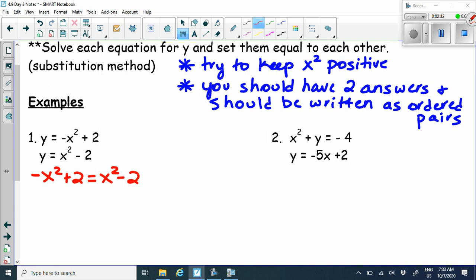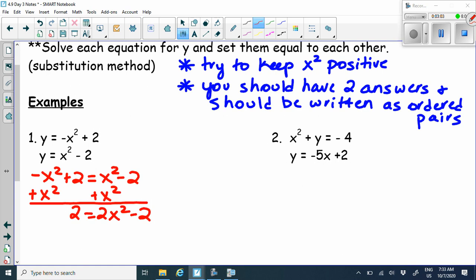Now the next thing is, when we are moving things to one side or the other, we need to keep the x squared positive. Notice I do have a negative x squared. I'm going to move that over to the right-hand side so that I can have a positive x squared and no negatives. So I'm going to add x squared to both sides. Now I have 2 equals 2x squared minus 2.